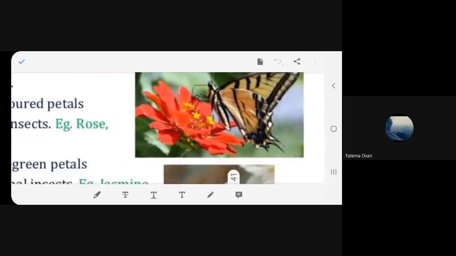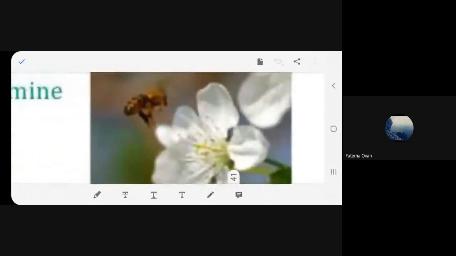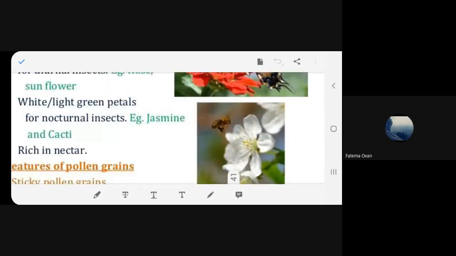You can see they always go to brightly colored flowers. What is this? Bee. Honeybee. It's taking nectar. Any problems so far, beta? No, ma'am. All of you understood nicely? Yes, ma'am.